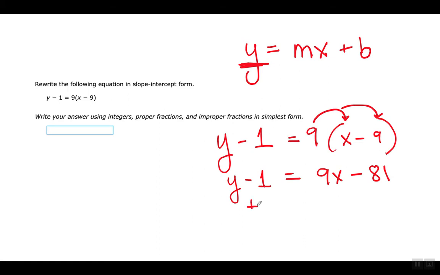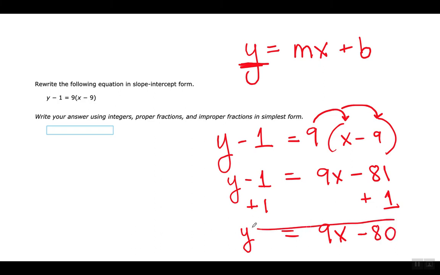Now it's just a matter of moving the minus 1 to the right and adding it, combining like terms. So I'm adding the 1 to the negative 81, which is going to give me y equals 9x minus 80. And that's going to be my answer.